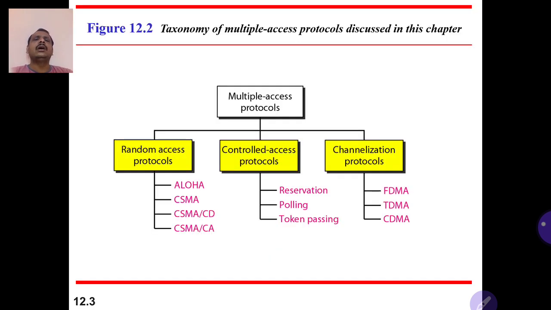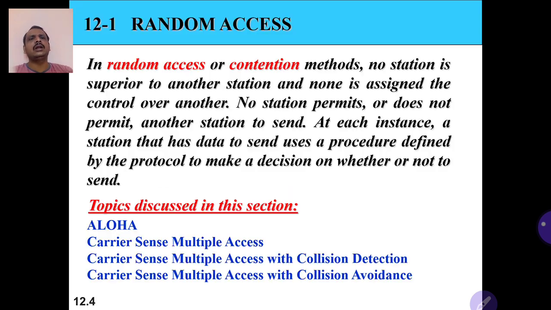First, we come to the random access protocol. In a random access protocol, what happens here is a contention method. We also call it a contention method. We create randomization among the stations depending upon the protocol outcome. Here, no station is superior to another station. No station dictates any procedure to another station to send or not to send.